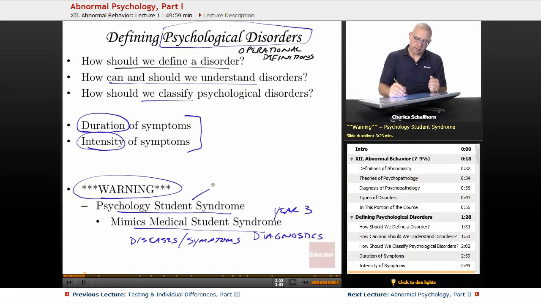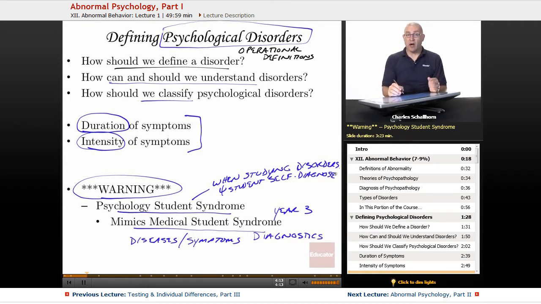Psychology student syndrome is very similar. When studying disorders, psych students will self-diagnose. And they will start saying, oh, I think I have an anxiety disorder. I think I have a depressive disorder. Oh, I think my mom's got a somatoform disorder. Oh, I think my uncle might be schizophrenic. Or something along those lines. We'll start doing these things where we start diagnosing ourselves and diagnosing other people. Please, please, please do not fall prey to that.